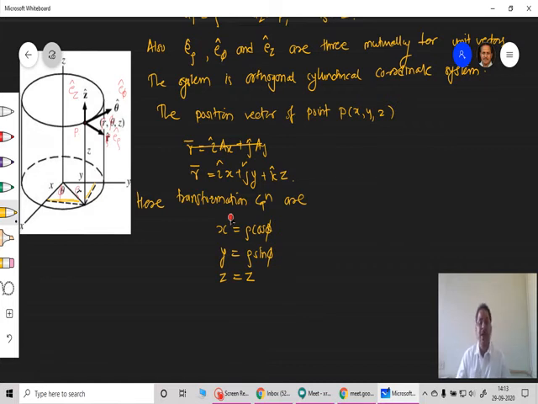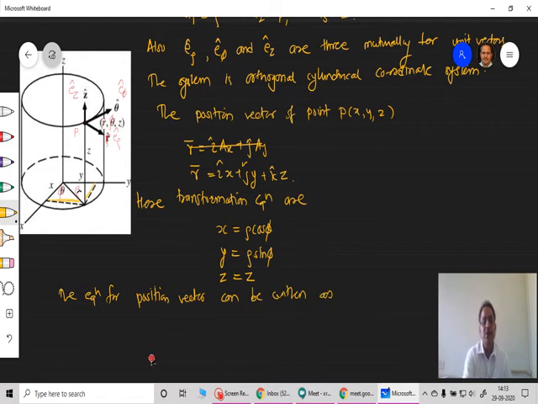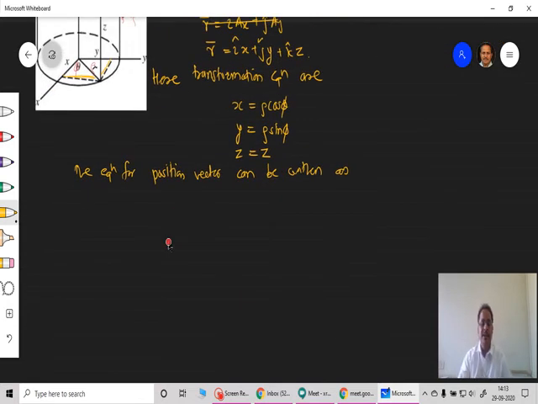So with this I can write the equation for the position vector in terms of rho, phi and z. So if it is written, we get r bar equal to x, replace x by rho cos phi i cap, plus rho times sin phi into j cap, plus simply z times k cap. Now call this equation 1.